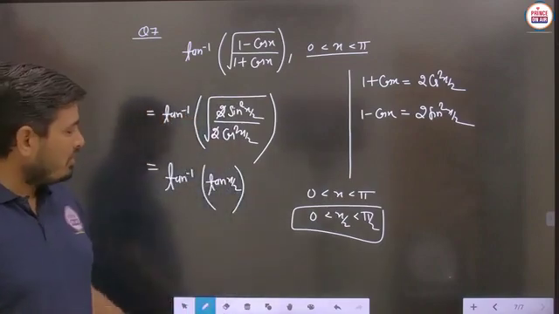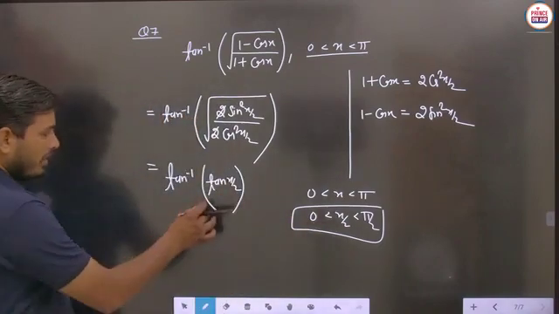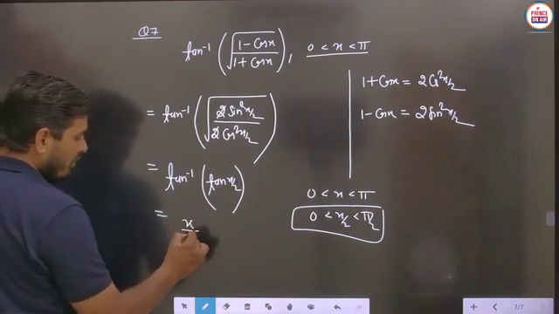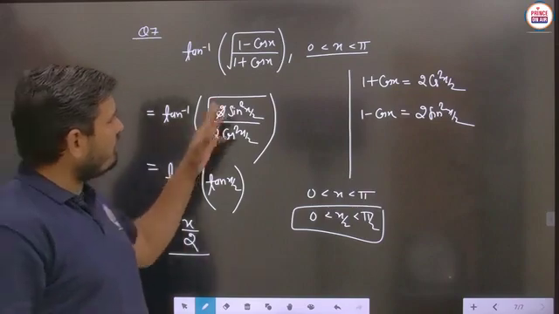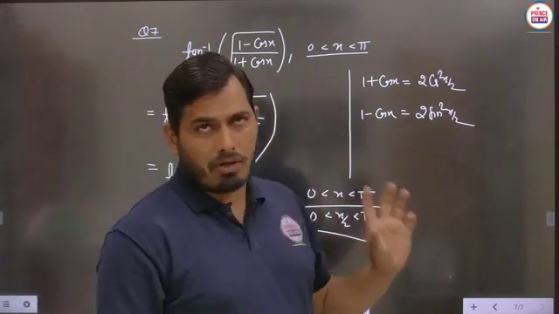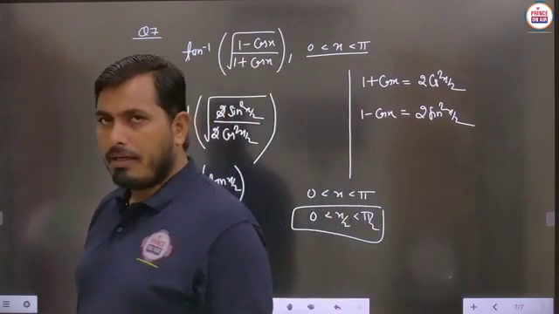So here this particular x by 2 lies in the principal value of tan inverse, so you can just write down this answer as x by 2, no problem. So finally you will get the simplest form directly, because the trigonometric function is already given as such. Is it to be clear?